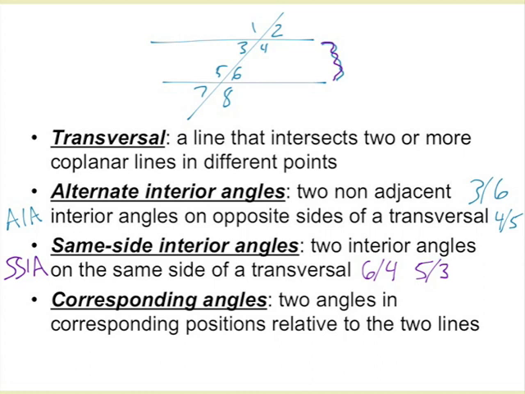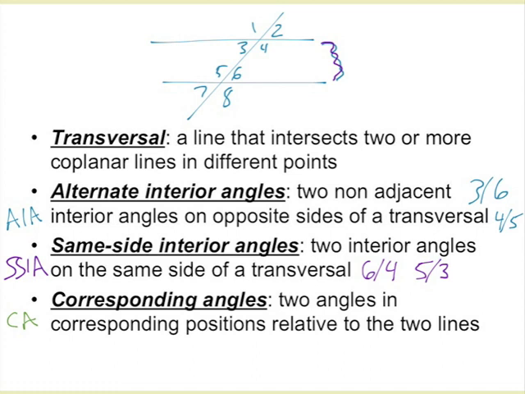Our third special angle pair are called corresponding angles, or I call them CAs. They are two angles in corresponding positions relative to the two lines. Okay, so in English we learned when we define something, we're not supposed to actually use that word in the definition because we didn't get any new information here. So I don't know why the book gave this definition. I think it's horrible because it doesn't actually tell us where to look for these things.